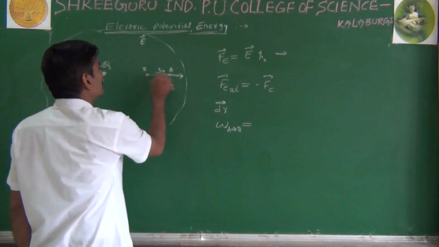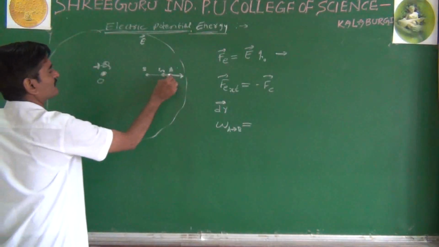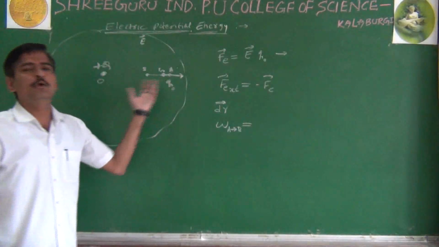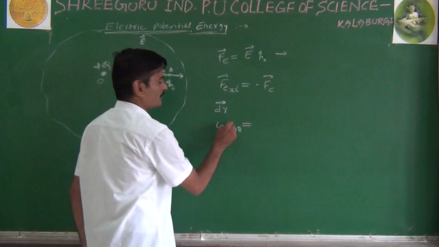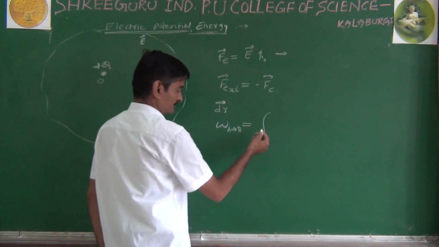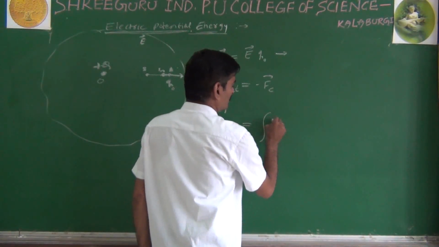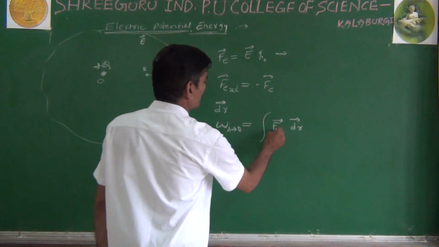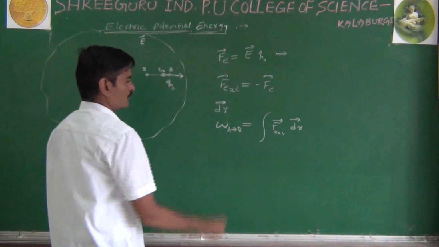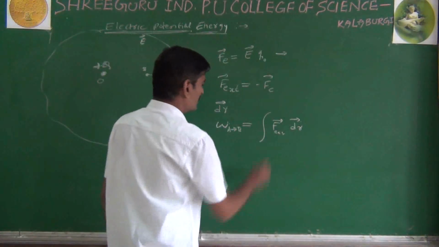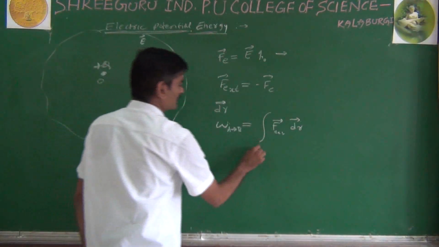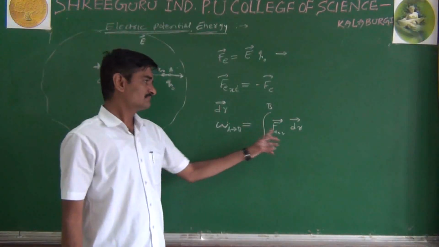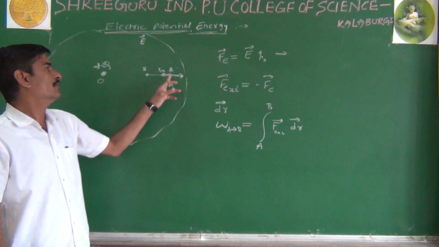Now if you observe, the distance between the charges is changing, so it is not a constant force, it is a variable force. So work done for a variable force is given by the integration of F dot dr. That is the work done by the external force, with the integration taken from A to B. This is the work done in moving the test charge Q0 from A to B.